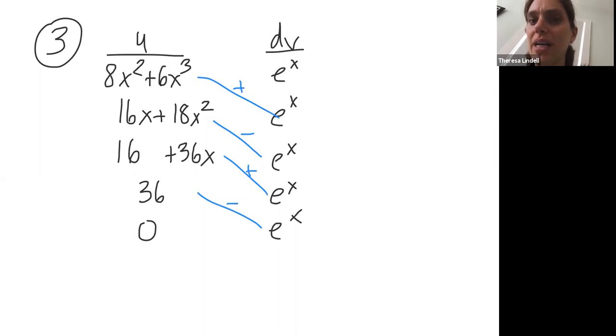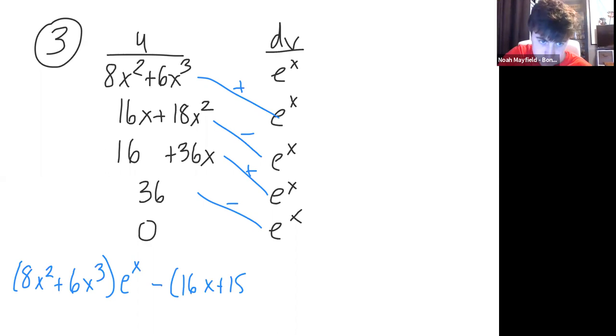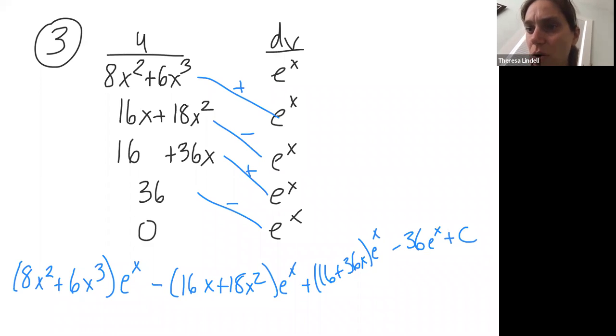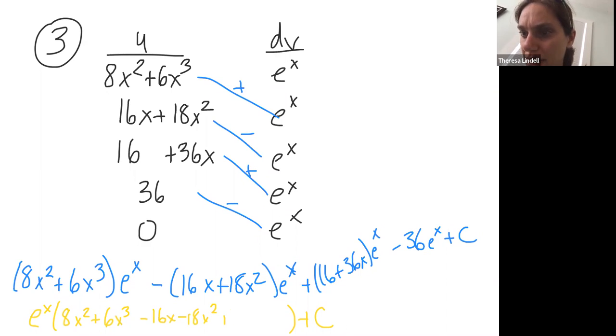So honestly, how I would probably write my answer is parentheses everywhere, plus 6x cubed e to the x, and then minus 16x plus 18x squared e to the x plus 16 plus 36x e to the x minus 36 e to the x plus c. That's a really gross answer. I think Will brought this up, like totally leave it like that if you want. I think he brought up that you could actually pull out the e to the x from everything, and then you'd be left with all of the stuff that's in here, and then you could do some combining of like terms.